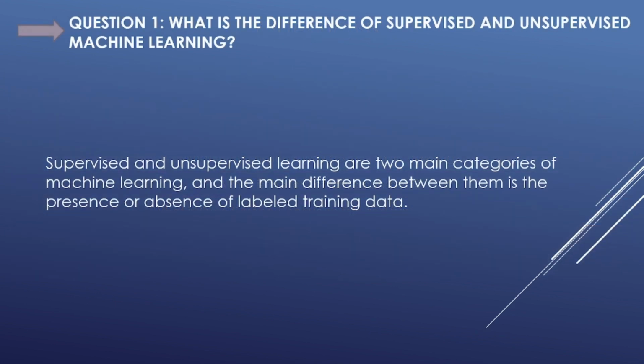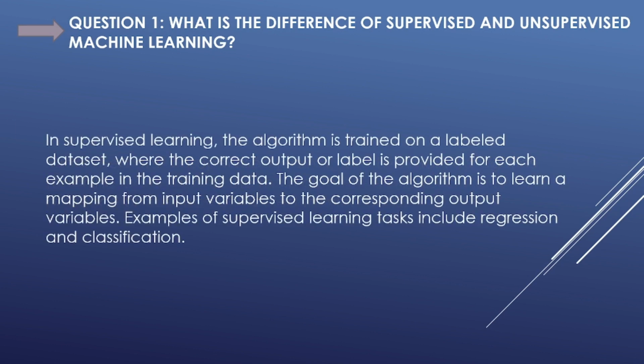Question 1. What is the difference of supervised and unsupervised machine learning? Supervised and unsupervised learning are two main categories of machine learning, and the main difference between them is the presence or absence of labeled training data. In supervised learning, the algorithm is trained on a labeled dataset where the correct output or label is provided for each example in the training data. The goal of the algorithm is to learn a mapping from input variables to the corresponding output variables. Examples of supervised learning tasks include regression and classification.